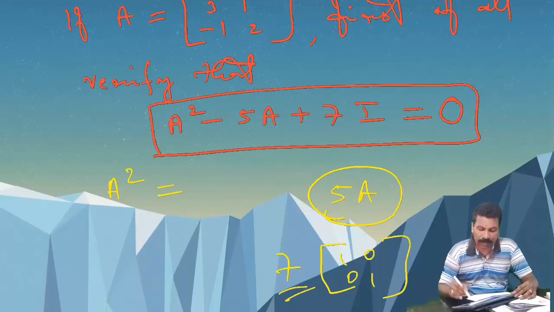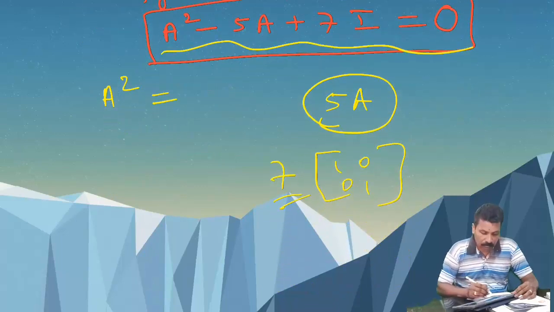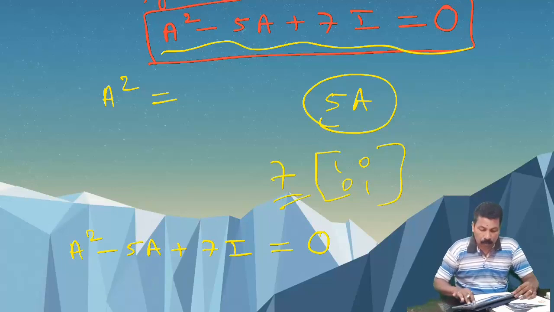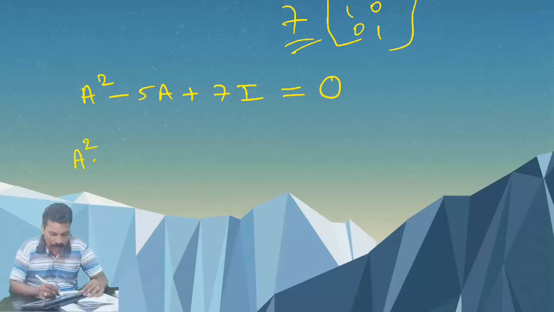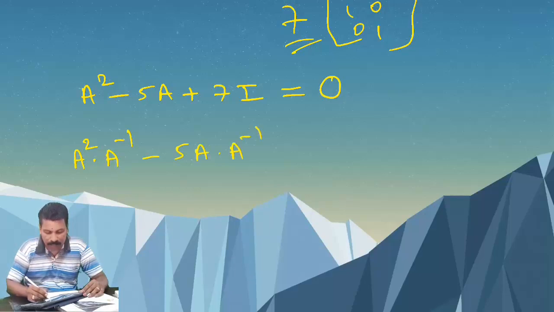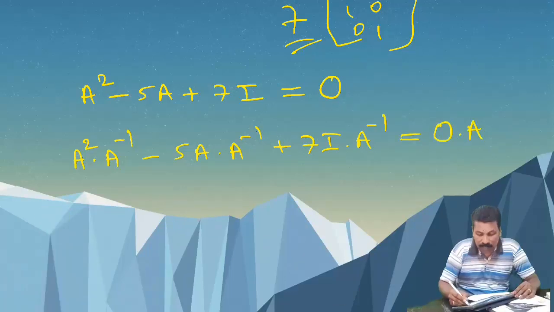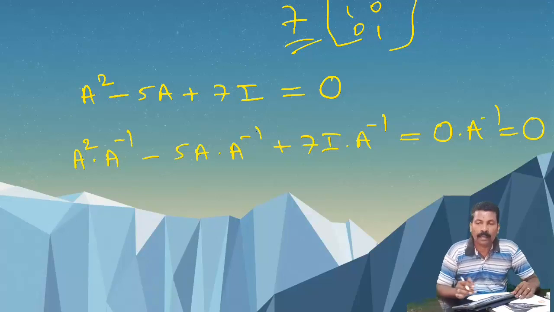And after verifying this equation, how to proceed? Now we have A square minus 5A plus 7I is equal to O. Now if we post multiply, that is, A square into A inverse minus 5A into A inverse plus 7I into A inverse is equal to 0 matrix into A inverse, that is 0 matrix. We know that if you multiply any matrix by 0 matrix, the answer will be 0 matrix.